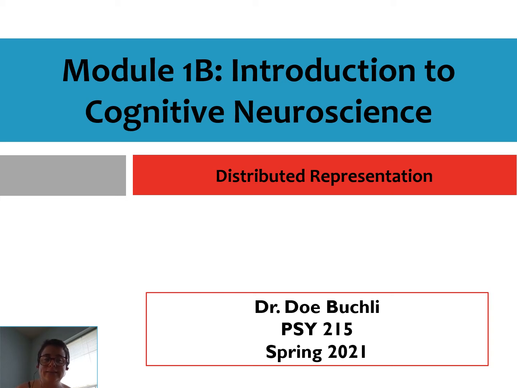All right, so this is going to be the last video in our series reviewing Module 1B or Chapter 2 of your text, which provides an introduction to cognitive neuroscience. And in this particular video, I'm going to talk about a concept known as distributed representation.